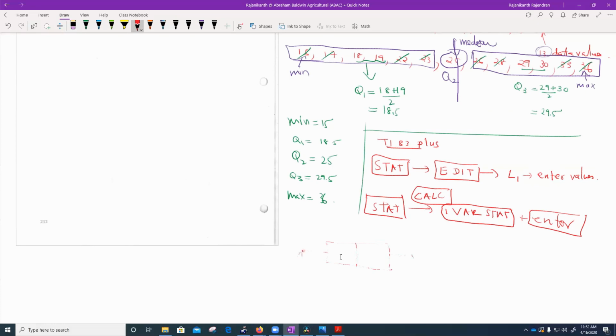So the smallest value will be here, minimum. Then this line is my Q1. This line is my Q2. The third line is Q3. And the last one is max. So this kind of picture will give you some idea of what kind of distribution you have.